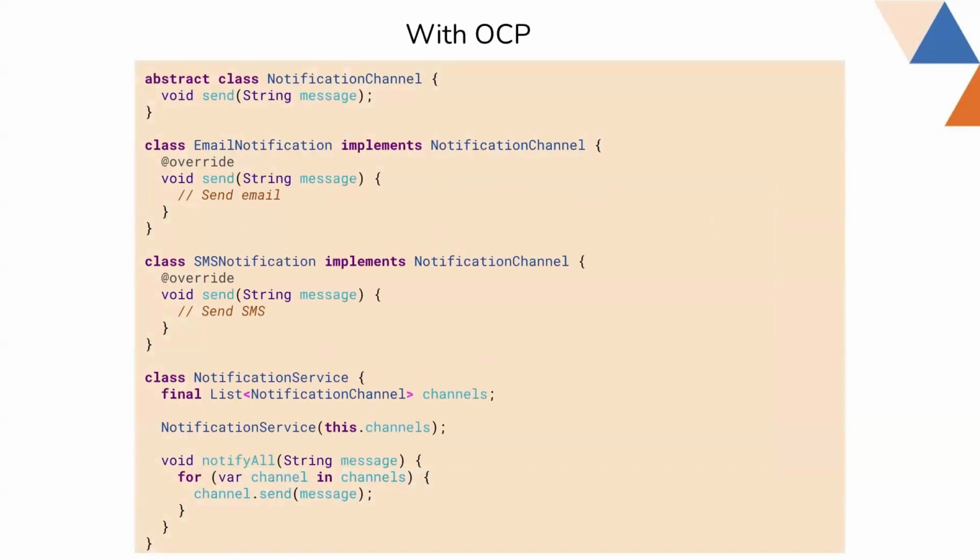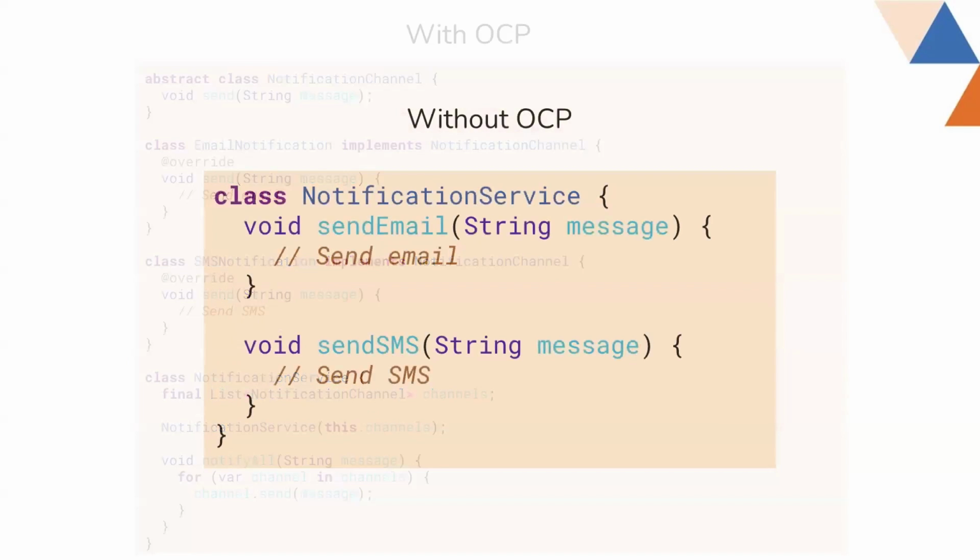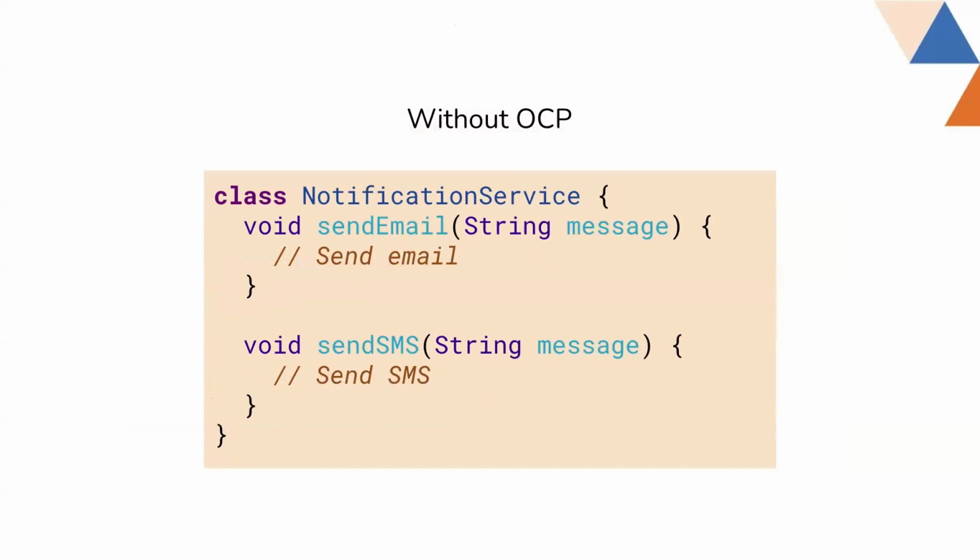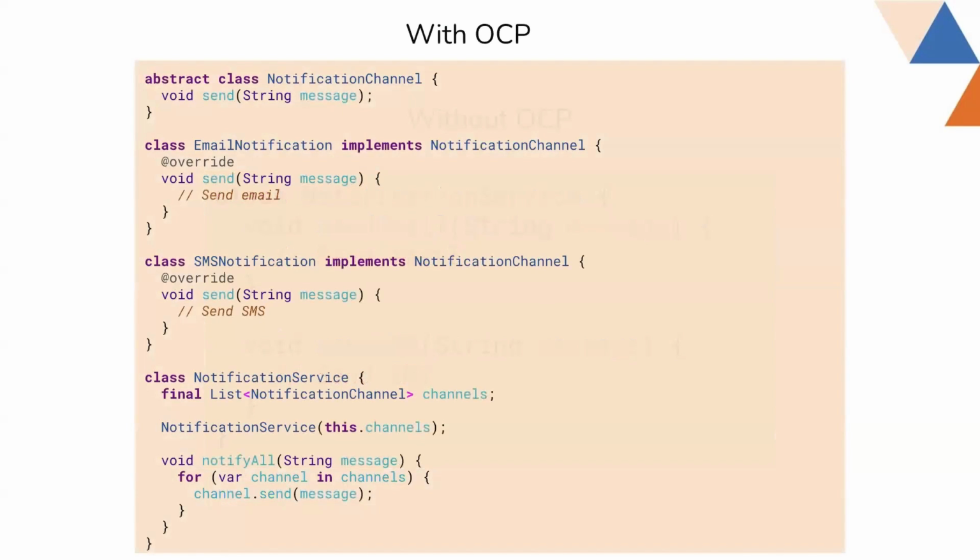So if we break it down and use the principle, what happens? You see, we have separated this into the notification channel as an abstract class and made the send method inside this. If you see the previous example, there is send email and send SMS, two different methods inside the notification service. But in this example, we have made an abstract class with the send method, which we didn't use anywhere. So we just use the abstract class.